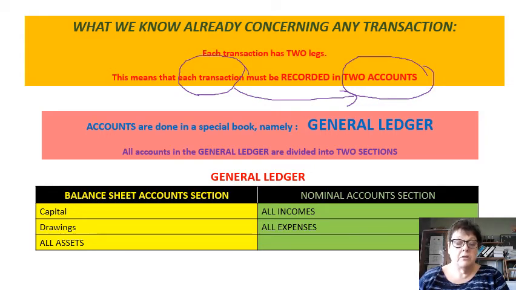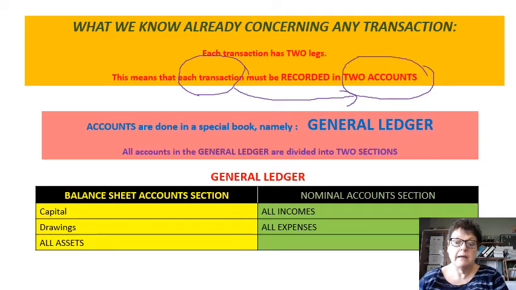We write accounts in a special book called the General Ledger. The General Ledger is divided into two sections, and unfortunately, you will have to study this. These are facts. Nothing to understand, you need to know this. Remember I told you in class that the monks in the 16th century actually invented the basics of the accounting system that is still used right across the world. Those monks decided that we're going to have a balance sheet account section and a nominal account section.